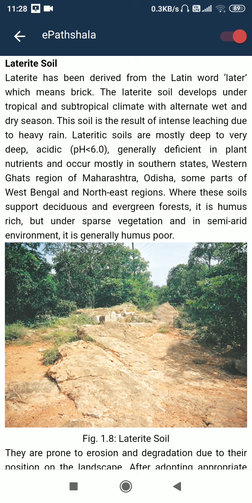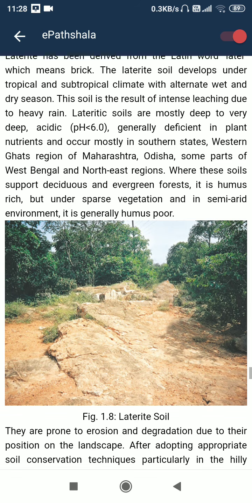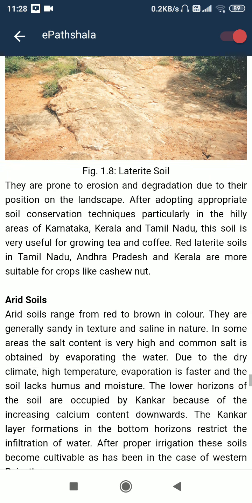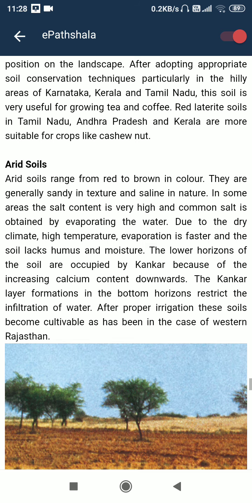Where these soils support deciduous and evergreen forest, it is humus rich, but under sparse vegetation and in semi-arid environment it is generally humus poor. They are prone to erosion and degradation due to their position on the landscape. After adopting appropriate soil conservation techniques, particularly in the hilly areas of Karnataka, Kerala and Tamil Nadu, this soil is very useful for growing tea and coffee. Red laterite soils in Tamil Nadu, Andhra Pradesh and Kerala are more suitable for crops like cashew nuts.